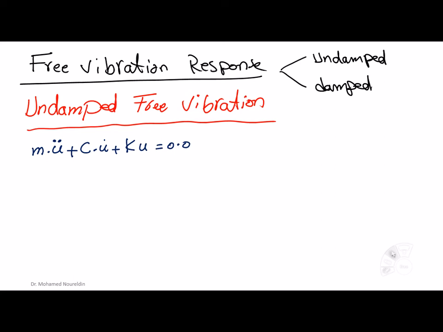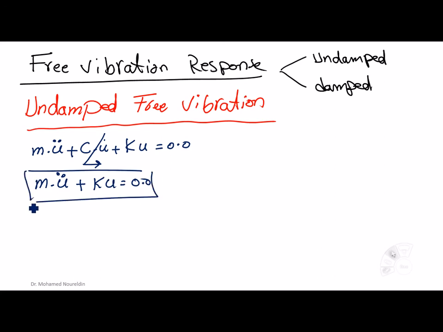If we're going to talk about an undamped system, which term is going to cancel here? C. Yes, we do not have the second term because there is no damping, so there is not going to be any damping force. This means that our equation of motion is going to be m u double dot plus k u equals 0. This is our equation of motion.